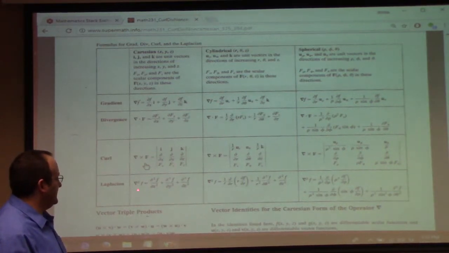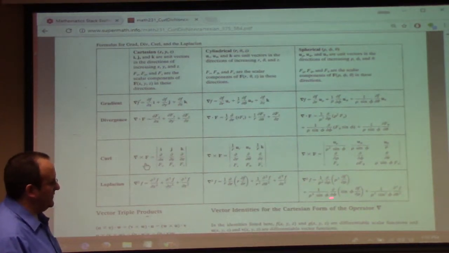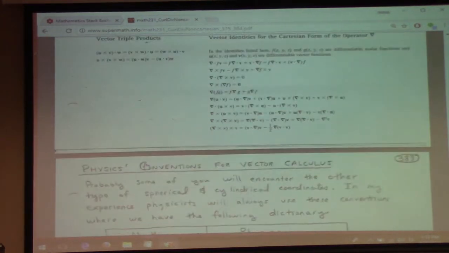And by the way, these are called the Laplacian. The Laplacian is also quite different in cylindrical versus spherical compared to Cartesian. It's nice, right? Cylindrical, spherical. Here's what they look like.